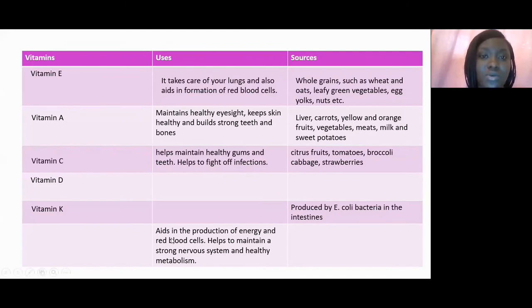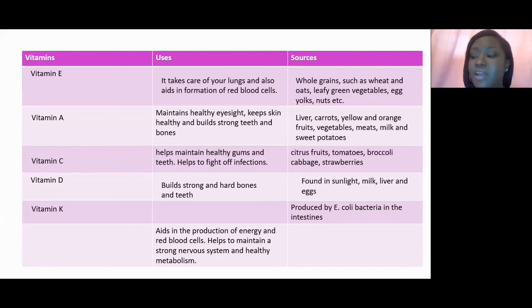Vitamin D. What is the use of vitamin D? Who remembers? Yes, it maintains healthy gums, healthy bones, healthy teeth, right? And who remembers the source of vitamin D? Where do we get vitamin D from? From sunlight. Yes, we get vitamin D from sunlight and also from other foods, like milk, liver, and eggs.